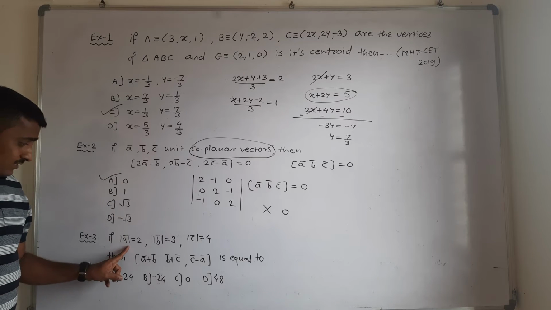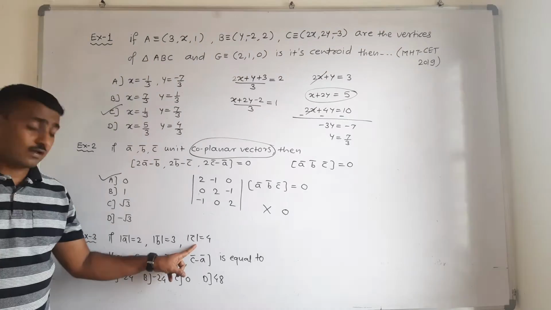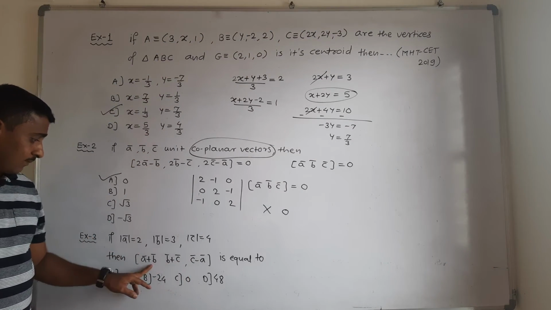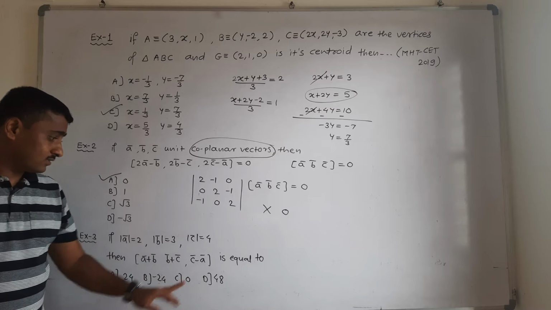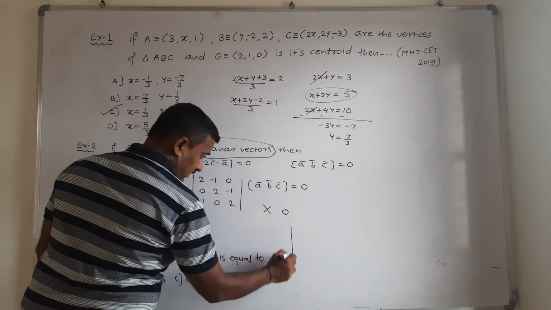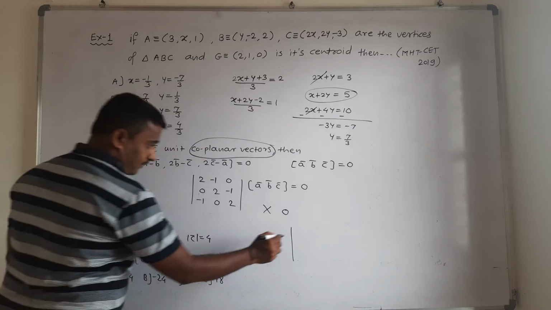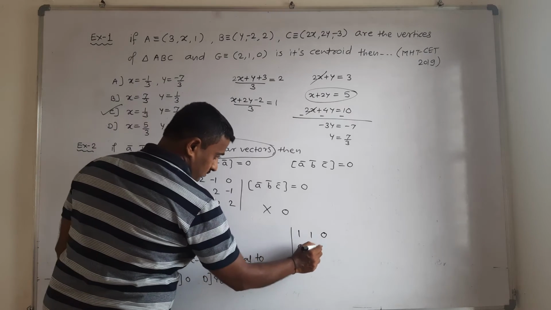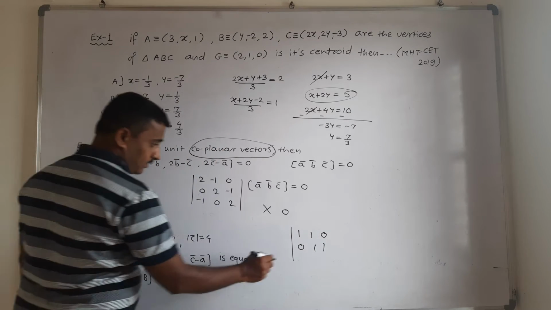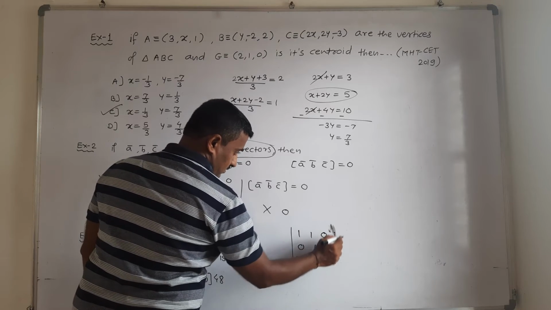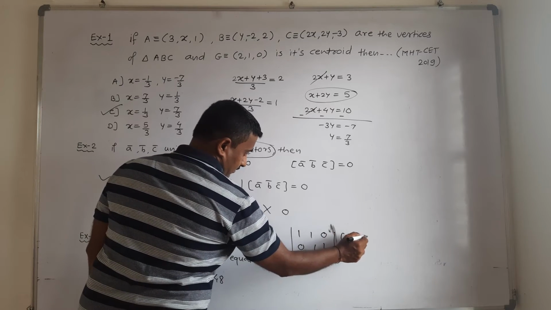Next, if modulus A bar is 2, modulus B bar is 3, modulus C bar is 4, then the scalar triple product of A bar plus B bar, B bar plus C bar and C bar minus A bar is equal to. Now again I write the determinant format. Determinant of A bar plus B bar 1, 1, 0. Then B bar plus C bar 0, 1, 1. C bar minus A bar minus 1, 0, 1. And it is just A bar, B bar and C bar.